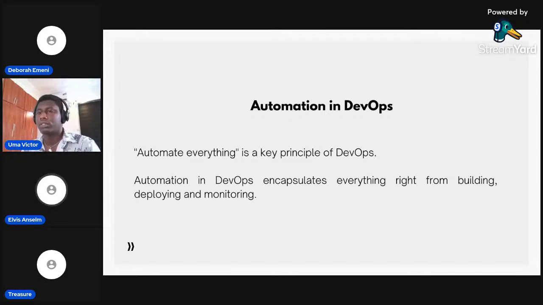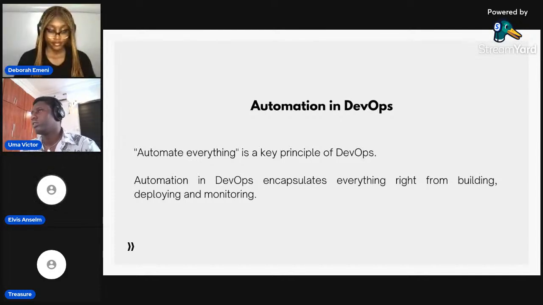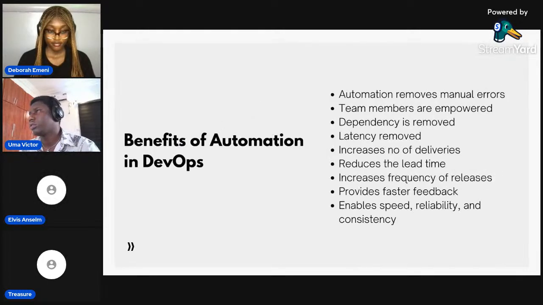So automation in DevOps encapsulates everything, right from the point where you start to build, to the point where you deploy, to the point where you monitor. There are different tools that you can use to automate these different processes. Benefits of automation in DevOps, right?